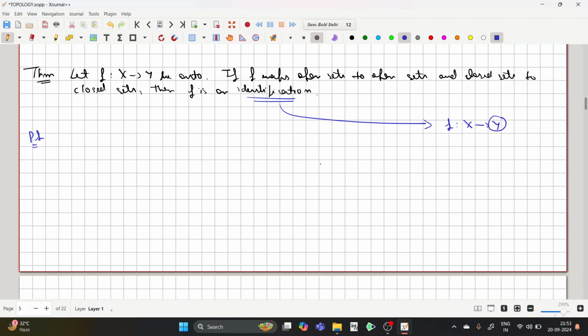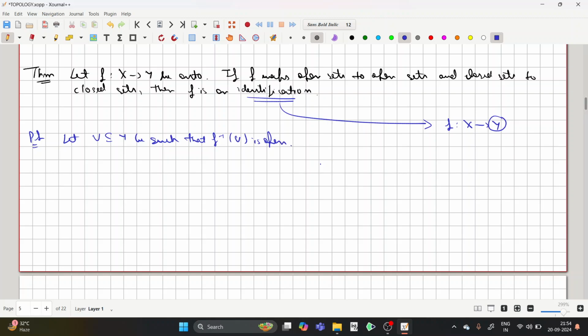Now see, this proof is fairly simple. Let U in Y be open. Okay, so I want to get the fact that f is an identification map, right? So let me not start with U in Y open. Let me in fact start with: let U in Y be such that f inverse U is open.